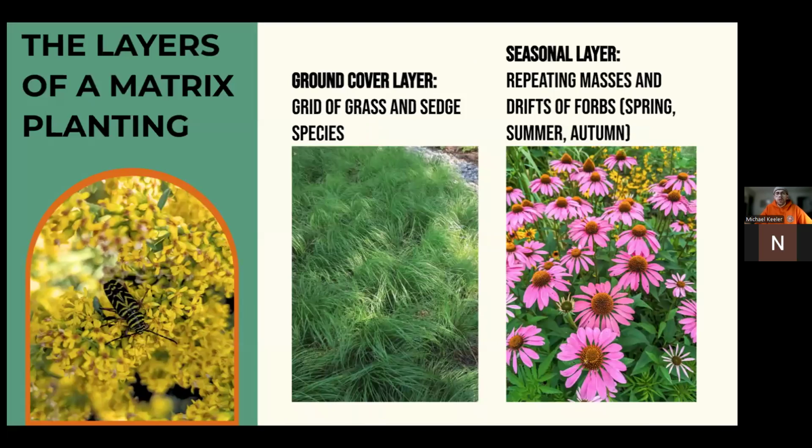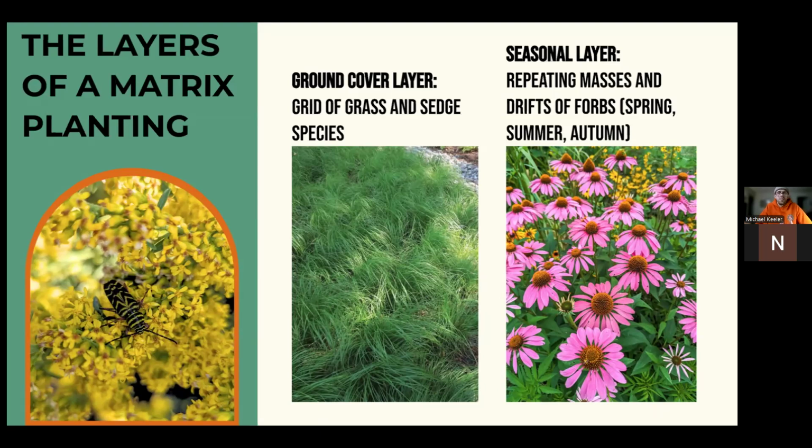So we're going to jump right in here to the layers of a matrix planting. There are two main ones that we're going to focus on tonight. There is a third that I'll get to, but it's not necessary in every garden. That first one is the ground cover layer. It's a grid of grasses and sedge species. Typically, it varies, but sedges are going to be more in the shade gardens, woodland type gardens. Grasses are going to be more of the full sun, or even partial sun plantings.